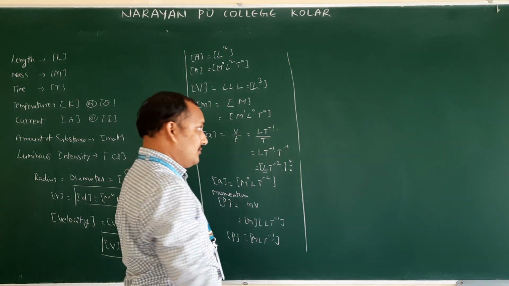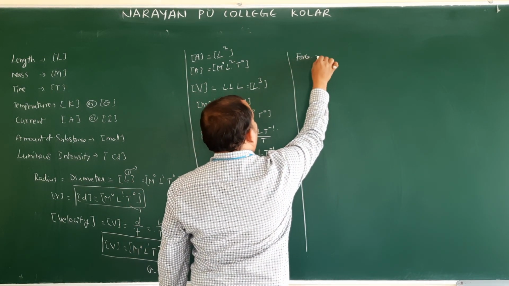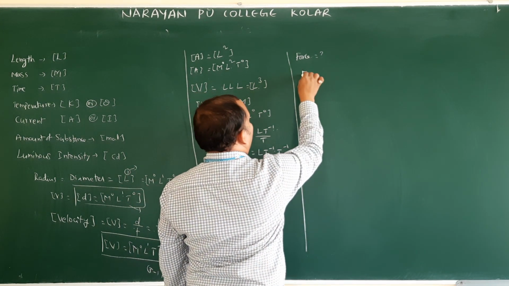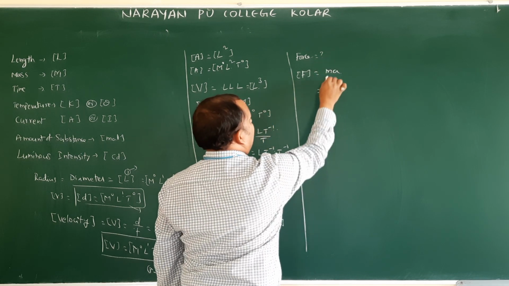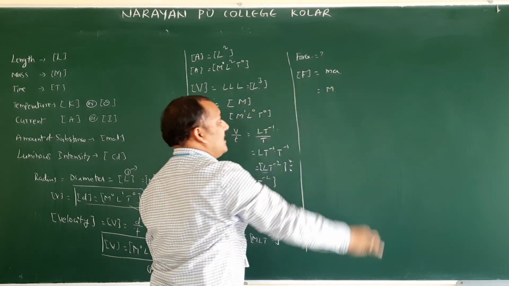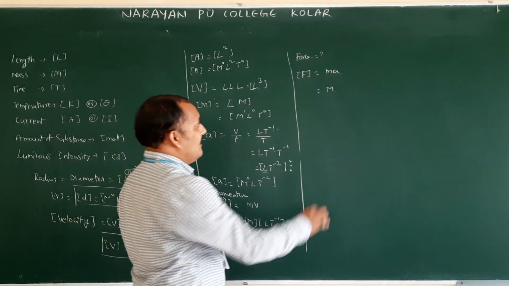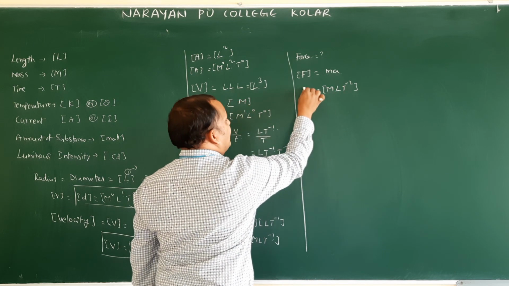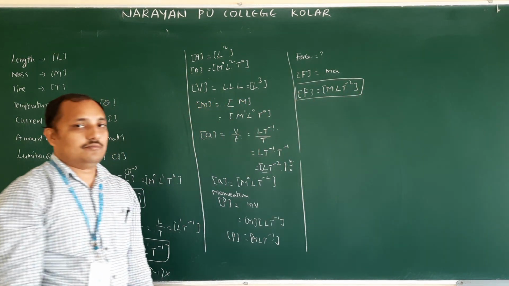Next, force. What is the dimension formula for force? Force is denoted by F. We can write F equals m a. So m means capital M, and acceleration means L t power minus 2. This is the dimension formula for force.